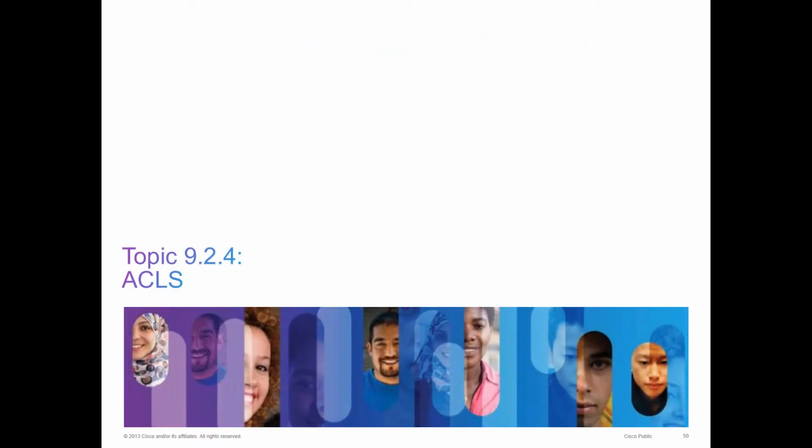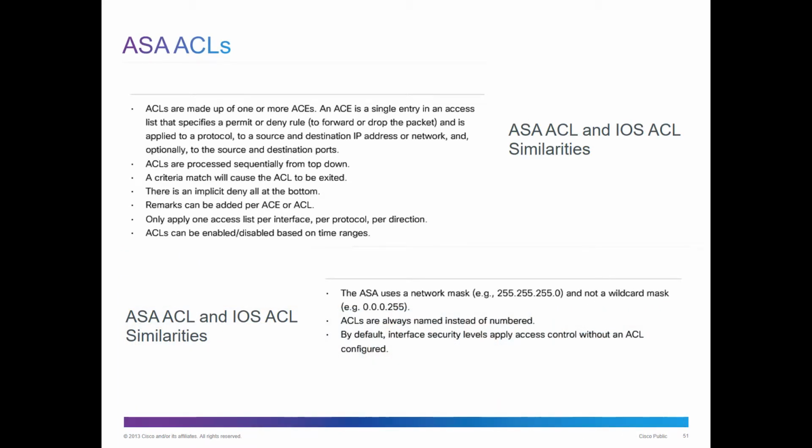So let's go to ACLs. 924. ACL is very similar to an iOS ACL. The ASAs will use network masks, not wildcards. ACLs are always named, not numbered, and by default, interface security levels apply access control without an ACL configured. So there are some differences between the two. The big ones being named ACLs and not having a wildcard.